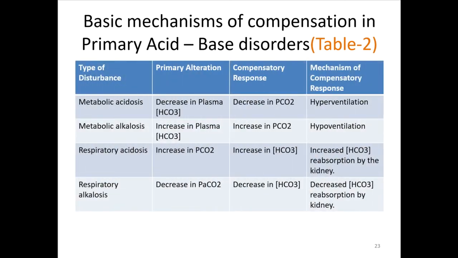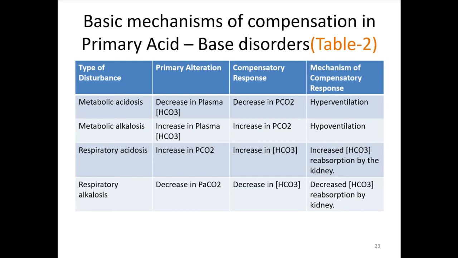Basic mechanisms of compensation in primary acid-base disorders, Table 2. Type of disturbance, primary alteration, compensatory response, mechanism of compensatory response. Metabolic acidosis: decrease in plasma HCO3, decrease in PCO2. Metabolic alkalosis: increase in plasma HCO3, increase in PCO2.